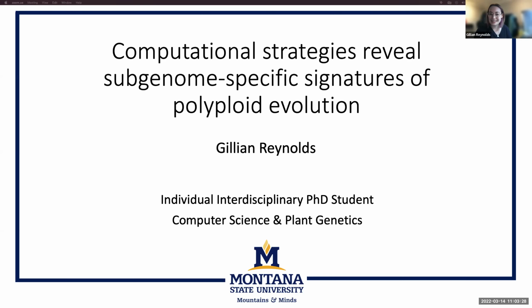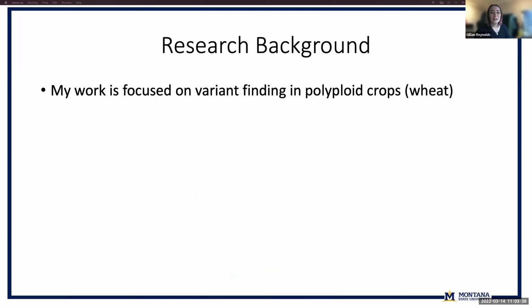So I'm going to be talking to you about how I found some computational strategies that can reveal subgenome-specific signatures of polyploid evolution. And so first, a little bit of background. As Dr. Barker said, my work is focused on variant finding in polyploid crops, most notably wheat.